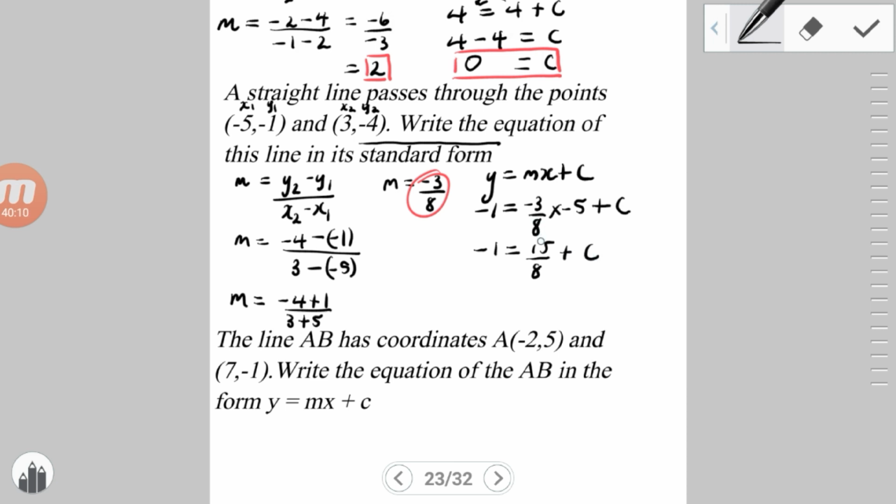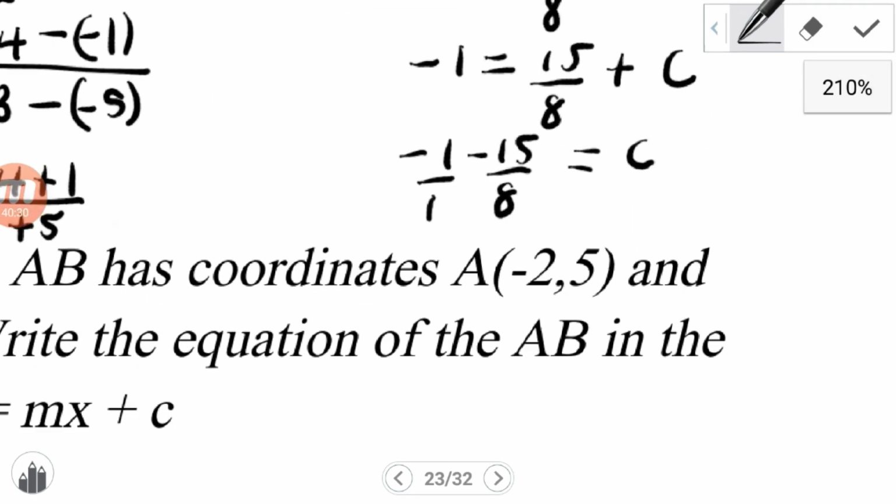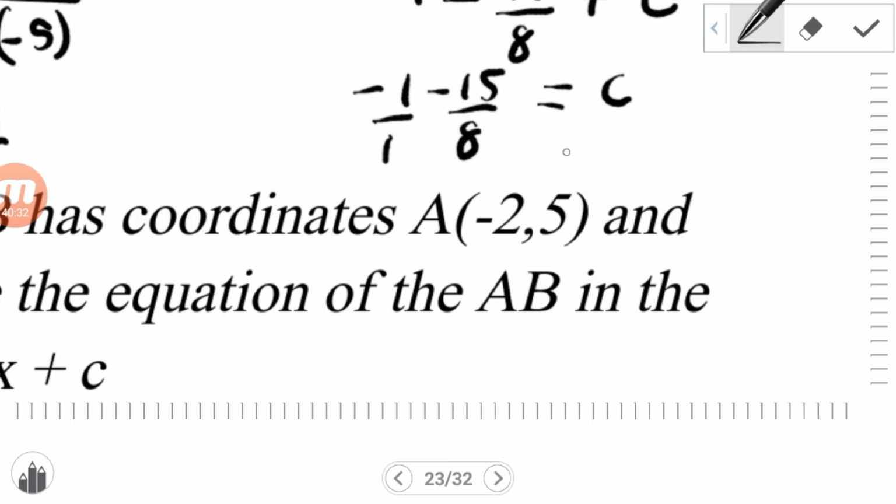So here we go, and we say, all right, transpose the minus 1, transpose the 15 over 8. We're going to find here that minus 1 minus 15 over 8 will be equal to C. And if you go ahead and find the LCM of this particular situation here, let me zoom up a little bit and create some space here, guys. So the LCM is going to be equal to 8.